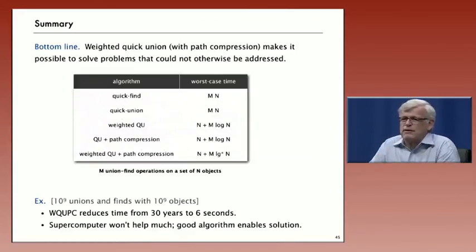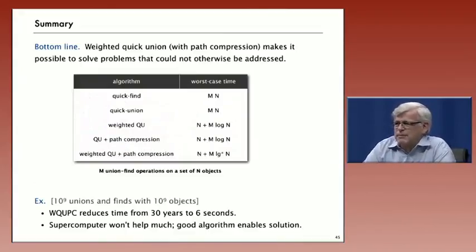So that's our summary of algorithms for solving the dynamic connectivity problem. With weighted quick union and path compression, we can solve problems that could not otherwise be addressed. For example, if you have a billion operations on a billion objects, I said before it might take 30 years. We can do it in 6 seconds.